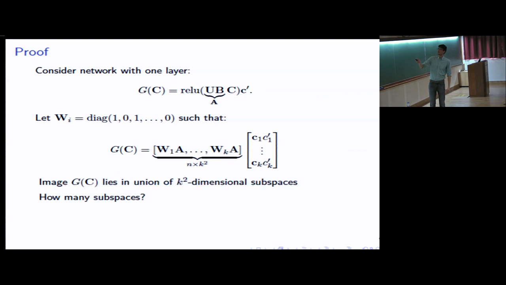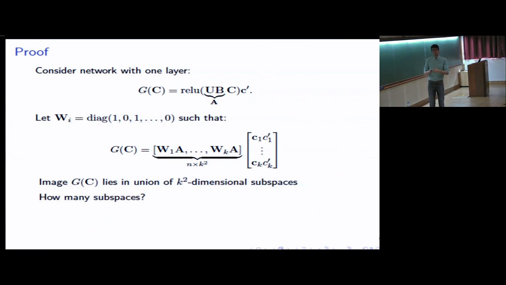And so then you can write G as the product of this matrix with this vector, where we take this matrix here, and then it's multiplied by some diagonal matrix which is 1 where the ReLUs are active and 0 where the ReLUs are not active. So now I can say everything in the output of G is of this form, and so this is saying that there's a k-squared dimensional subspace for each one of these realizations of the activation patterns.